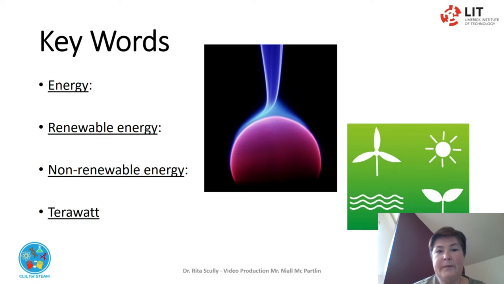Terawatt. This is the measurement of electricity. It is a unit of power. The terawatt is equal to 1 trillion watts of power.